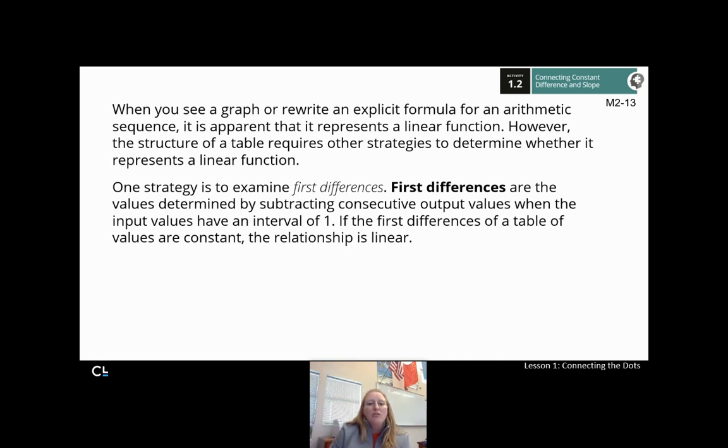So if the first differences of a table of values are constant, then we say the relationship is linear. So if you keep subtracting and you're getting the same thing every time, it's linear. So if I keep subtracting two consecutive y values and I keep getting the same thing, guess what? It's linear. And we call this finding the first differences. I'm going to show you what I mean.